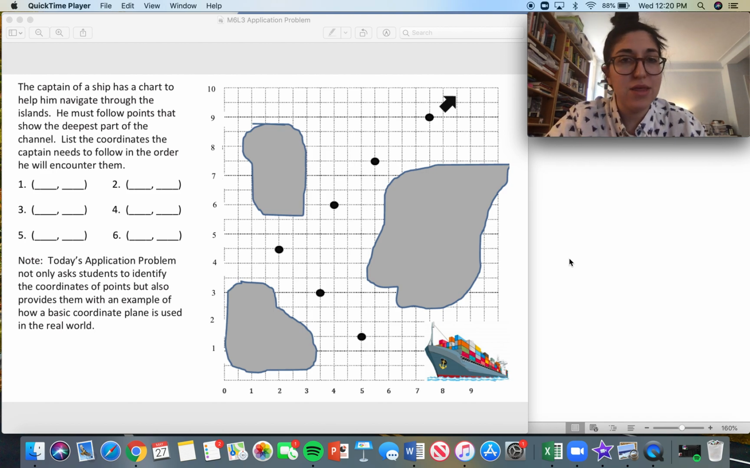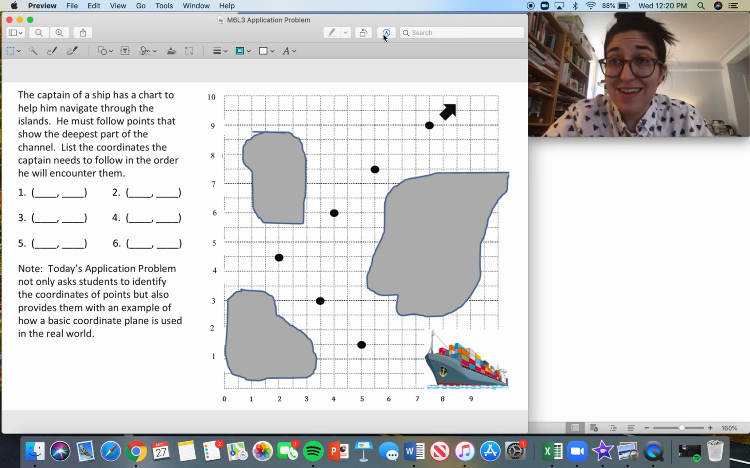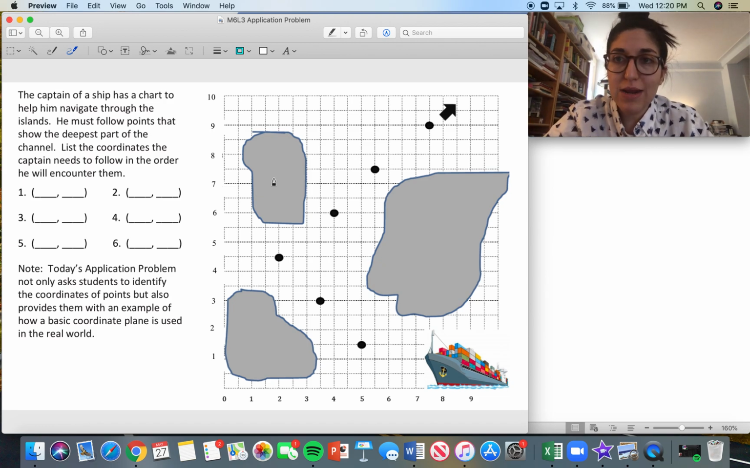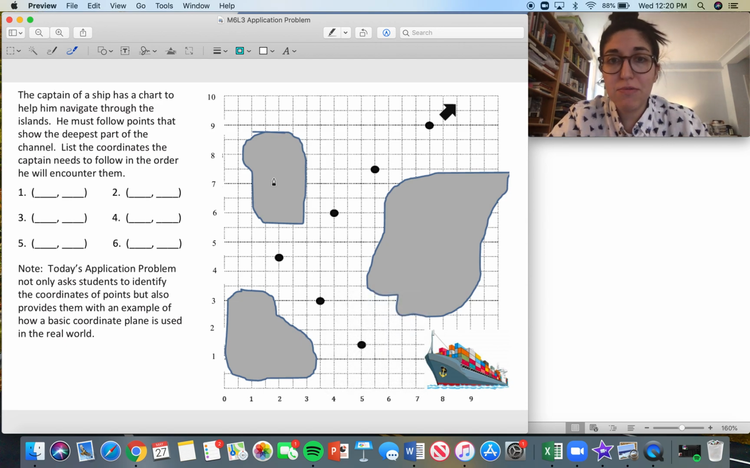So this application problem is a little bit different for Thursday, May 28th. It is a story problem, like all application problems are, but we're not really having to do a lot of solving, because right now, remember, we're working on our graphing. And part of graphing means being able to figure out where things are in a specific space. And that's what we're going to be working on today.